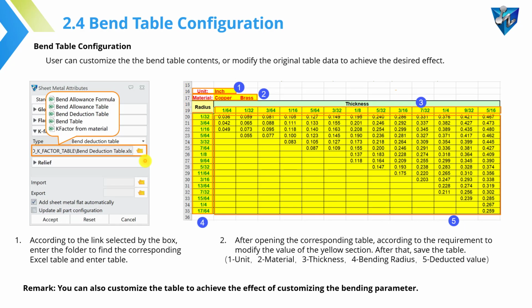And for those settings, whether it's key factor, bend allowance, or bend deduction, we can predefine the values or formula by tables, and they are completely available for customization. The process is also easy. Just open the template table in the installation folder, then modify the values like unit, material, thickness, radius, and the corresponding values. Later I will show you in the software.